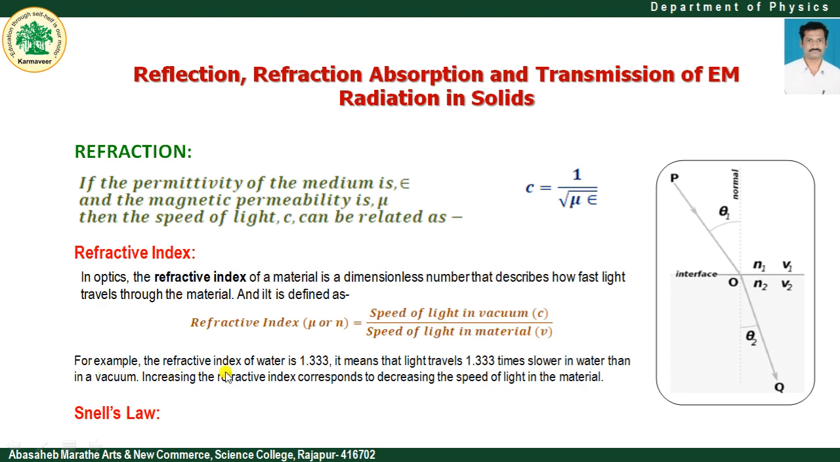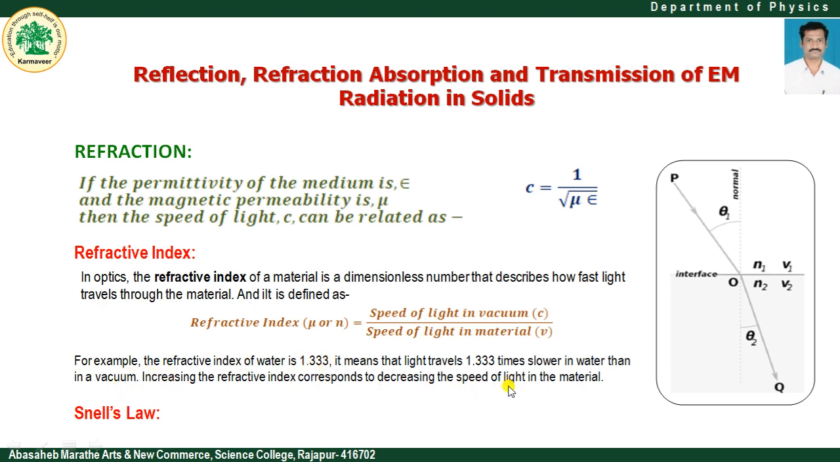Again, for example, the refractive index of water. What does the refractive index mean? The refractive index of a material is a dimensionless number which describes how fast light can travel through the material. For example, the refractive index of water is 1.333. What does it mean? It means that light travels 1.333 times slower in water than in vacuum.